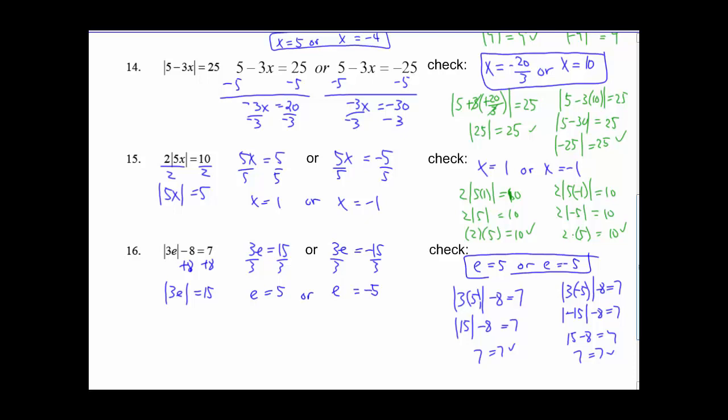Welcome back. If we notice the first step on 16, hopefully you added 8 over to get 15. So the absolute value of 3e equals 15. So now we can write our 2 equations since the absolute value is by itself. So we take what's inside the absolute value. We say 3e is equal to that 15, which we originally had. Or we have to switch the sign. So 3e is equal to negative 15. Solving both equations, we have to divide by 3. So you should have had e equals 5 or e equals negative 5.